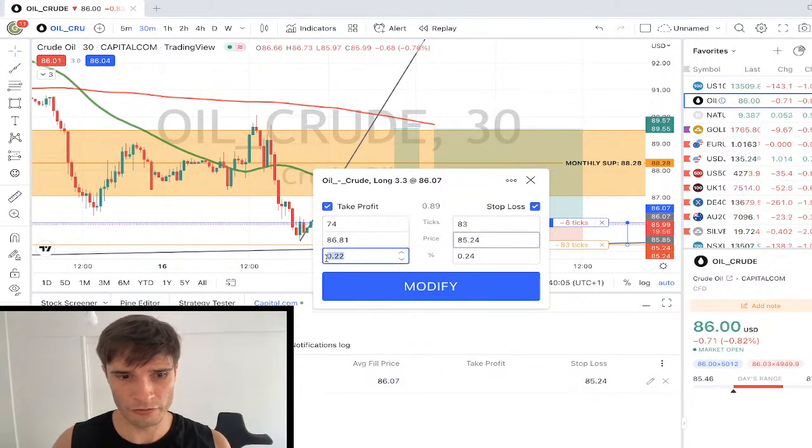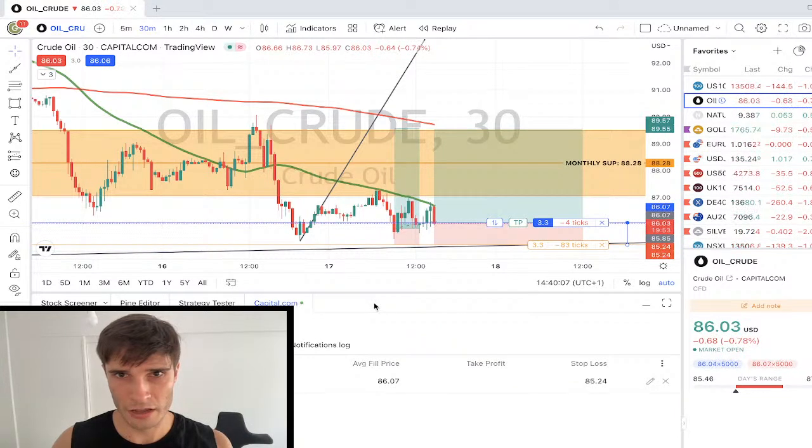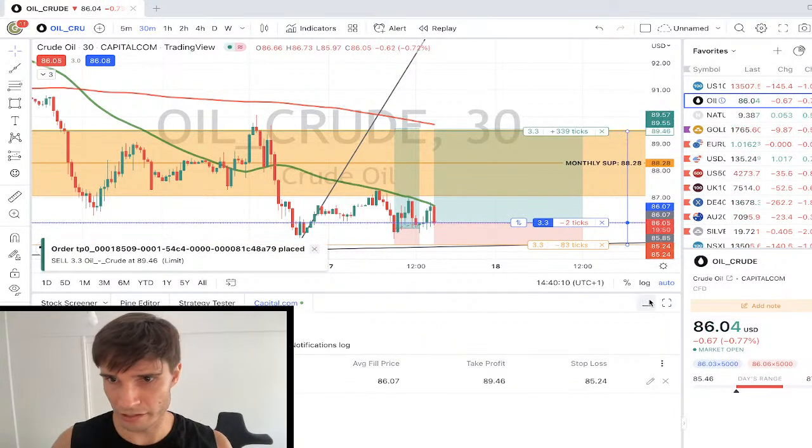So we're gonna set our take profit to 1% on this trade. So that would be 89.46.